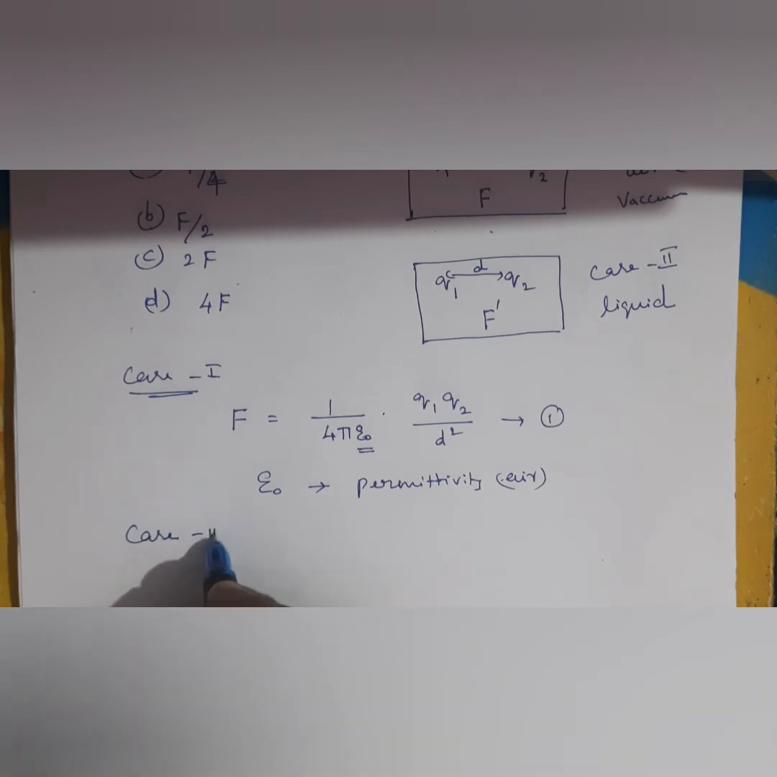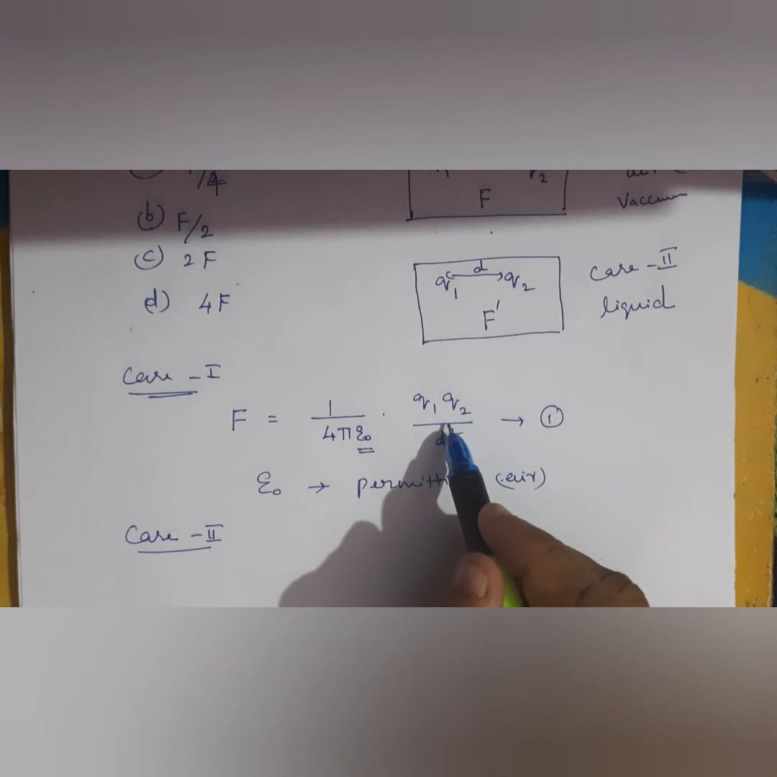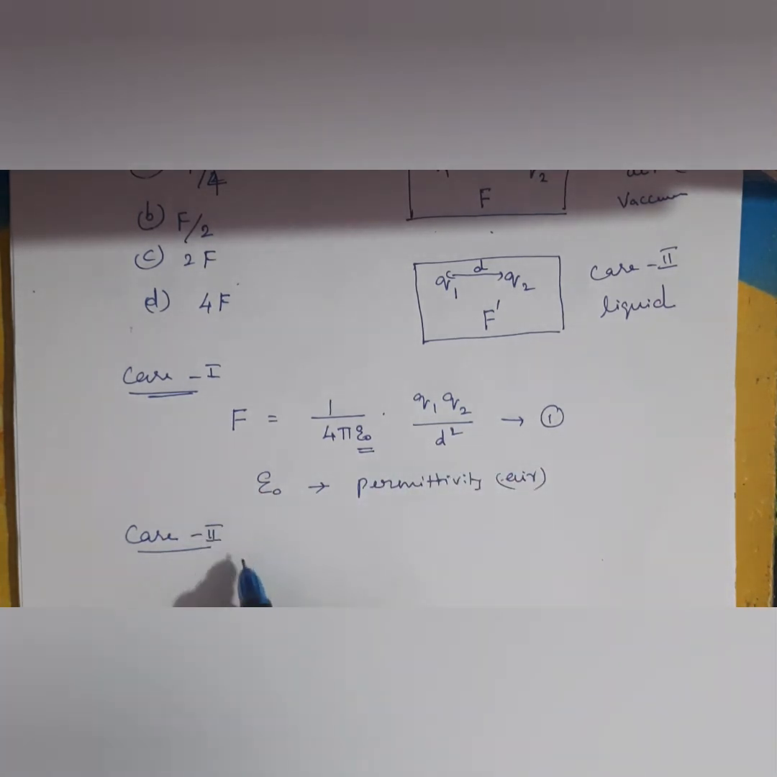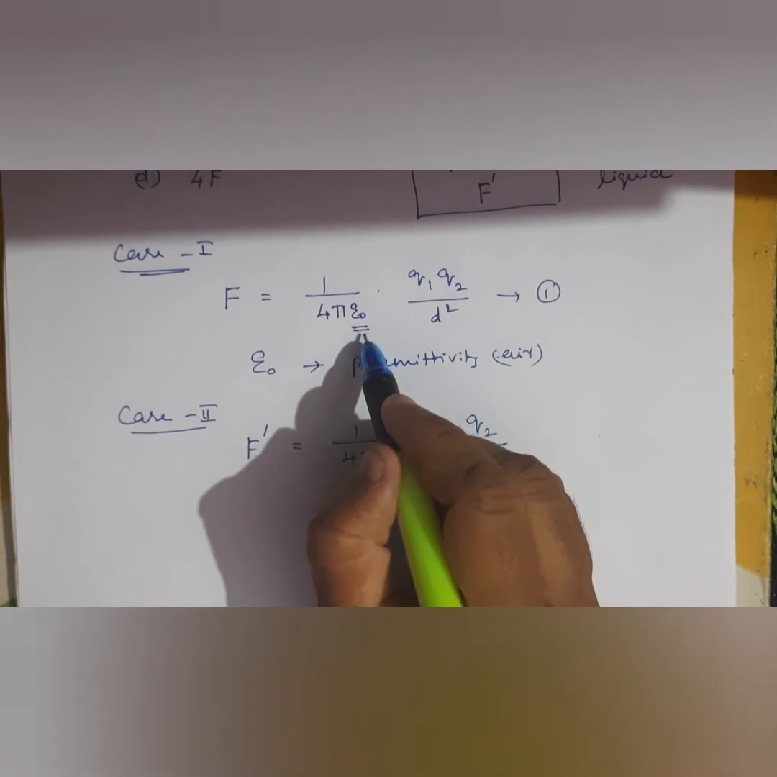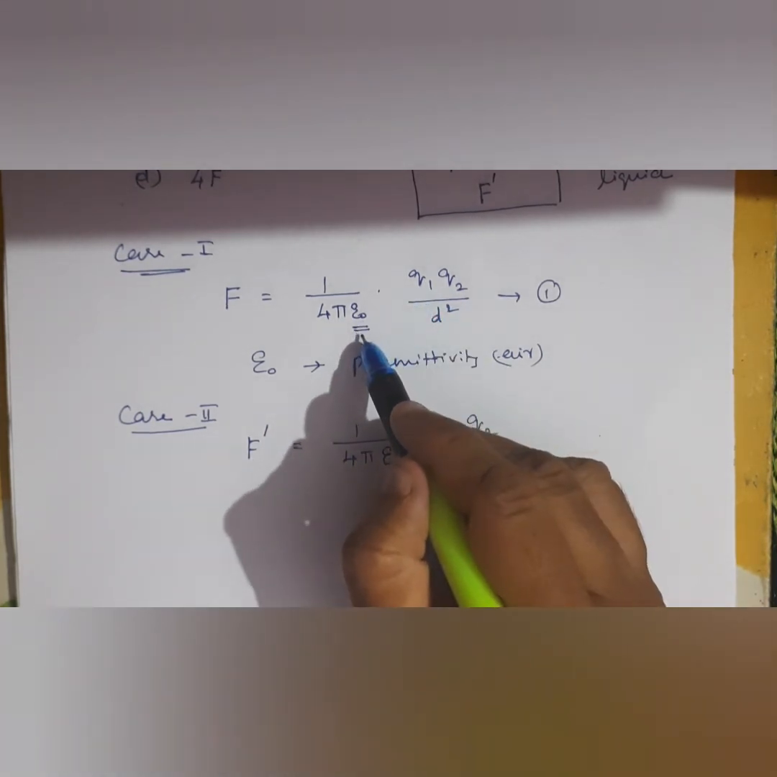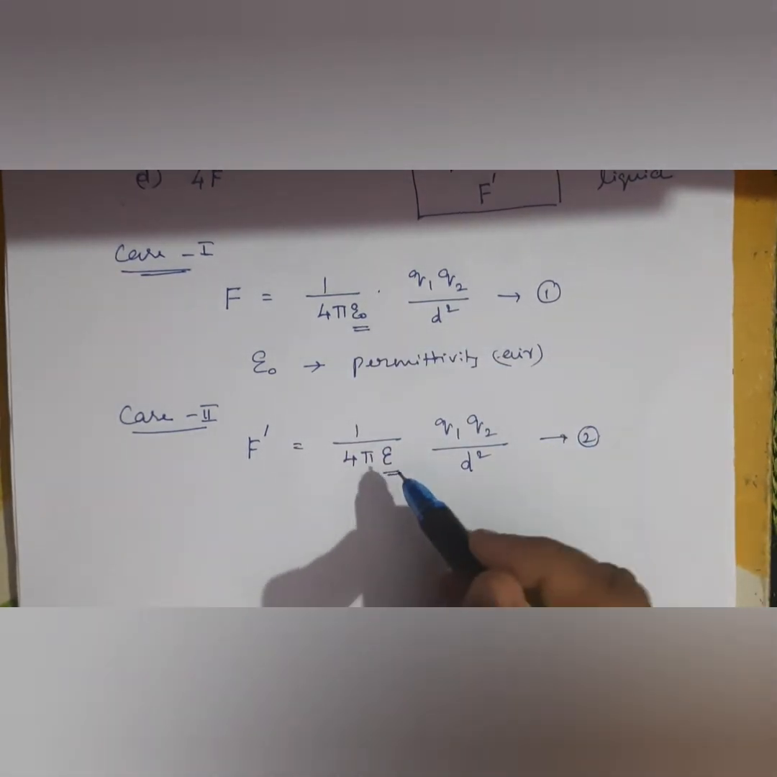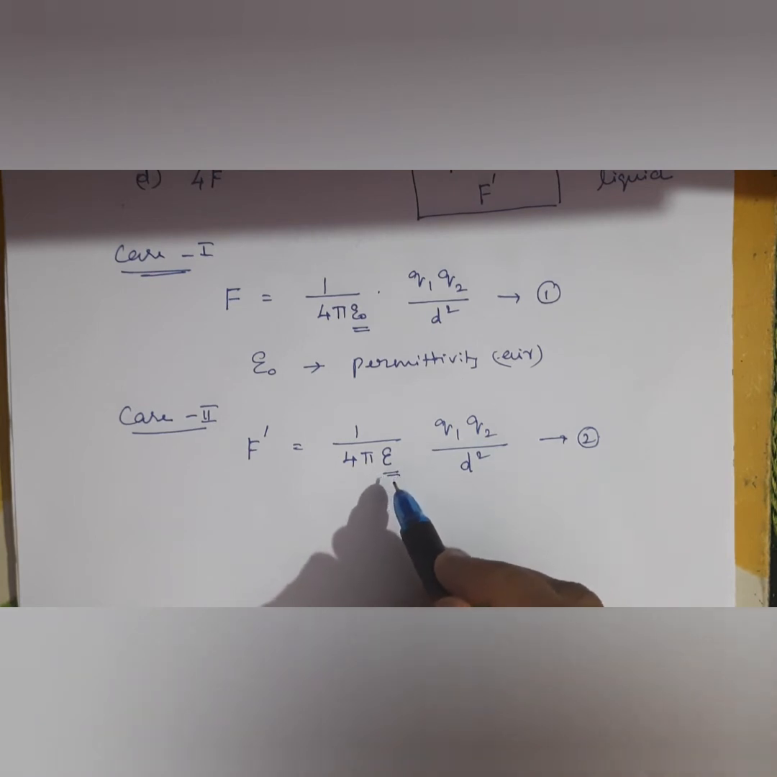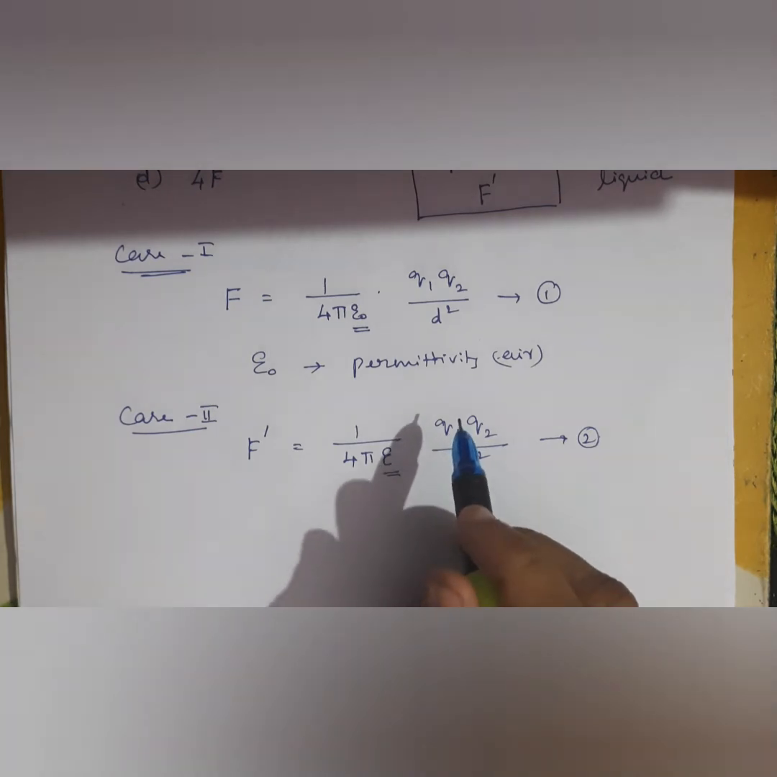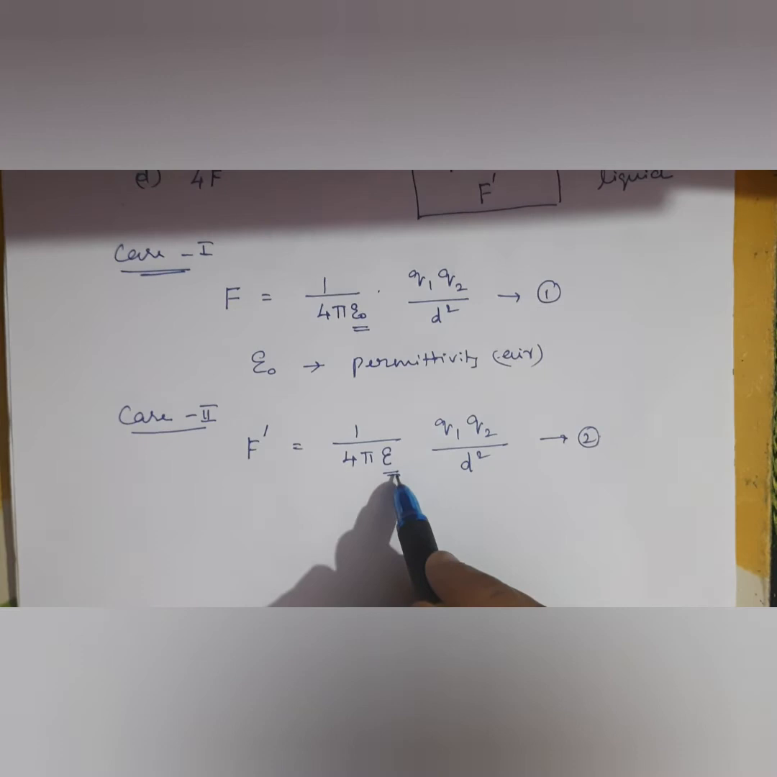Case number 2. In the first case, the charges are placed in air or vacuum. In the second case, the new force F dash is equal to 1 divided by 4 pi epsilon, since both the charges are immersed in a liquid, meaning a medium. Epsilon naught is replaced by epsilon. Next one is Q1 Q2 divided by the distance between the two charges, D squared. The first equation is applicable for charges placed in air or vacuum. The second equation is applicable for charges placed in a medium, either kerosene or any other liquid, water. So epsilon naught is replaced by epsilon.